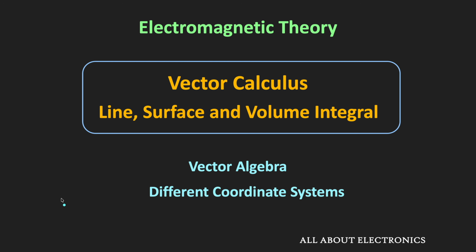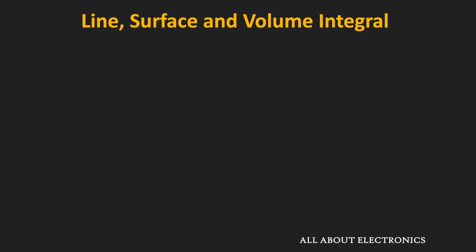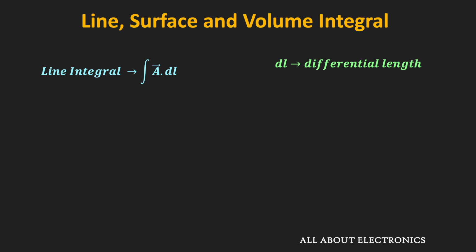So as a first step, let us start with the line integral, surface integral and volume integral, because that will help us in understanding key concepts of electromagnetics such as Ampere's law and Gauss law. If we see the line integral, it can be given as the integration of A dot dl, where A is the vector field and dl represents the differential length.